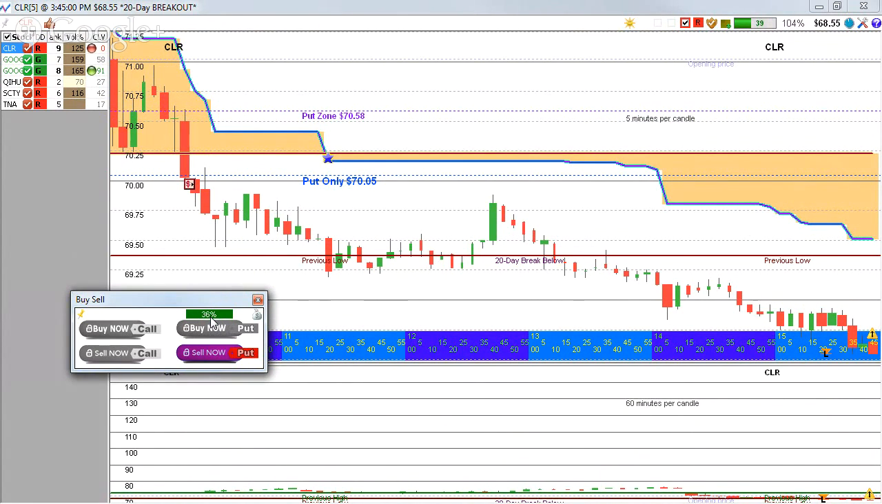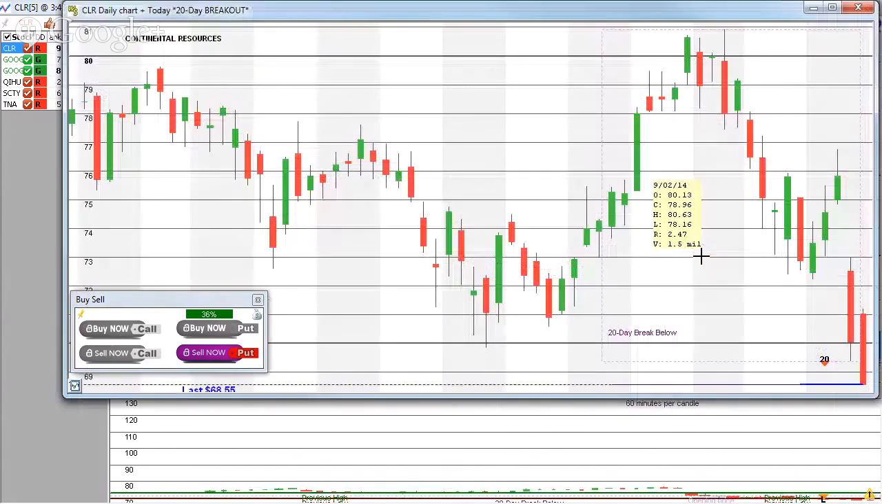Well, you don't know, but when we're dealing with probabilities, there's a few things we like. If this is below the 20-day break or a 7-day break, it has a higher chance of continuing to run red the whole day. If we go look at this stock on the daily basis, see, that's what that last candle is. That's this day. This was the previous day.